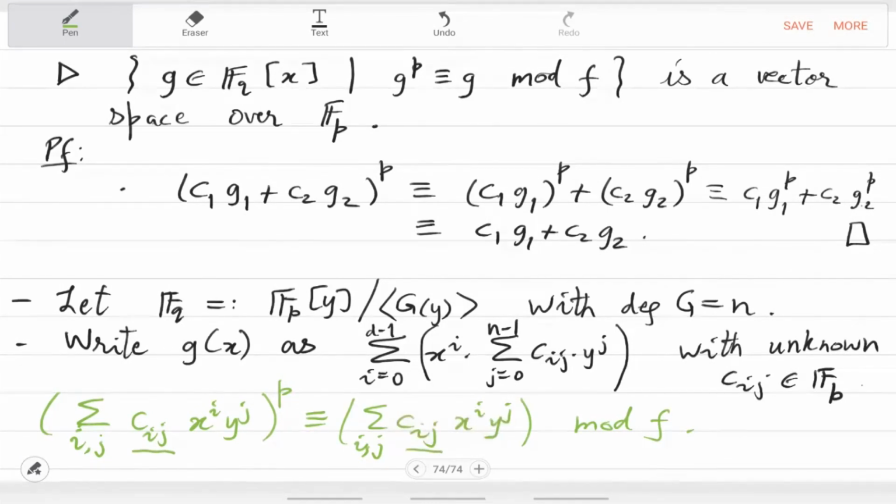Linear. Yeah, why? How do I see it as a linear system? If we take any linear combination of the constants, when raised to the power p, it will distribute. So the p will go inside and it will become Cij to the p, but Cij to the p is Cij. Right, so the whole system is actually a linear system in the C's. That's it.